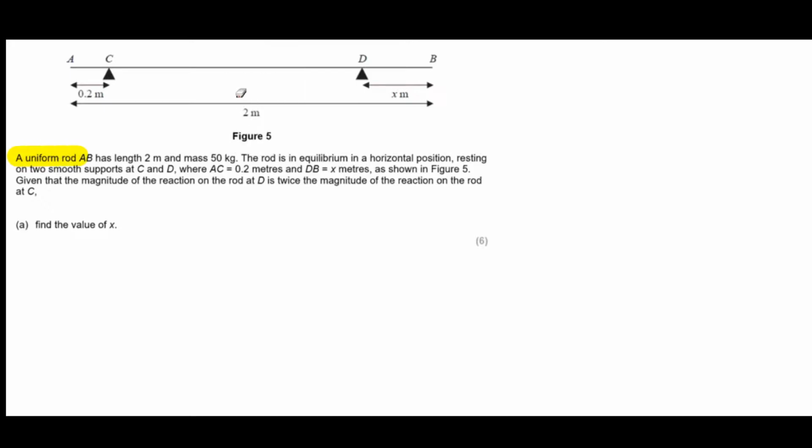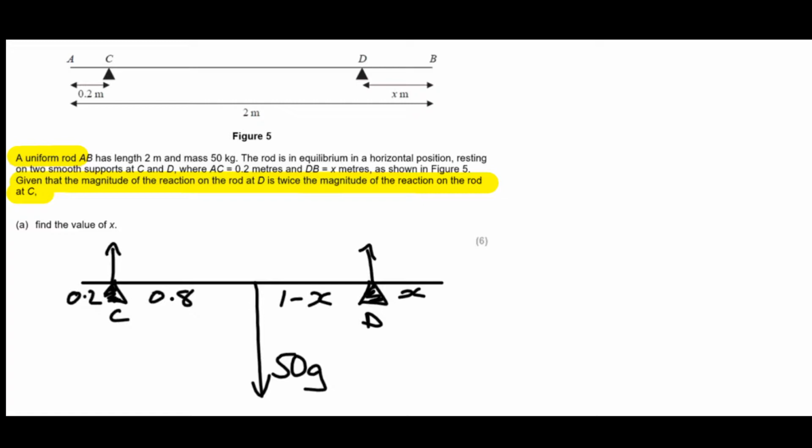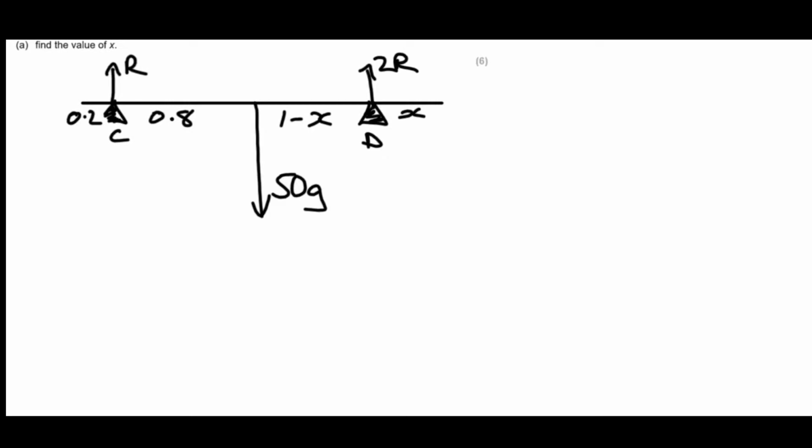Let's try and pull out the most important pieces and model it. So the uniform rod and these two reaction forces we need to be really careful for, setting up the diagram and the supports C and D. I'll start with this unknown length and this center mass, and then I'll start to put on the lengths as expressions. So 0.2, 0.8, 1 minus x, and x. The reaction forces at C is R and at D is 2R. And really, I'm ready to go from here.